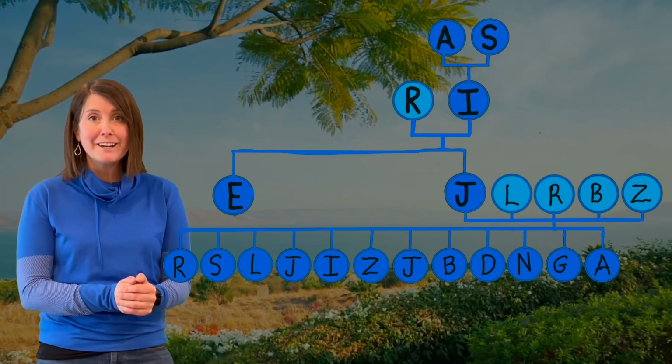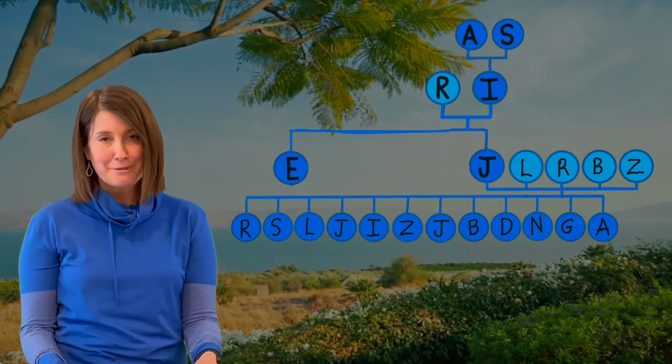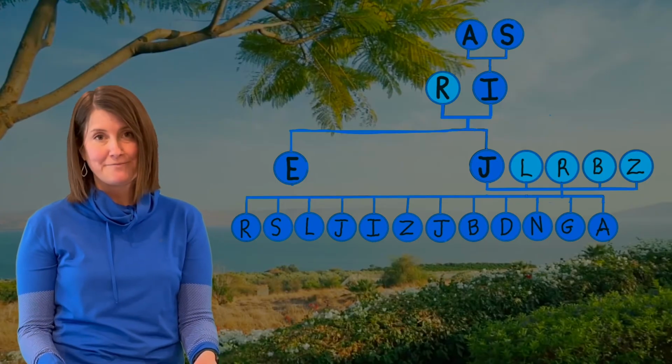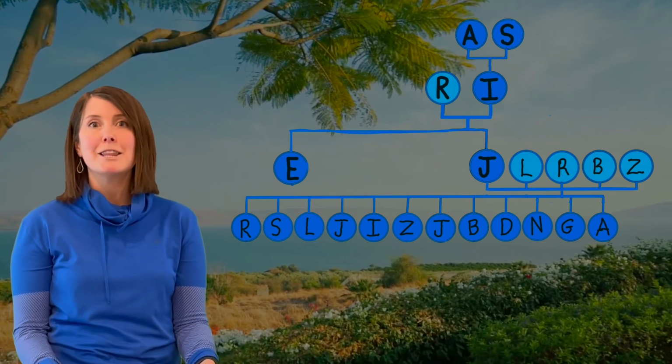named, ready for it? Reuben, Simeon, Levi, Judah, Issachar, Zebulun, Joseph, Benjamin, Dan, Naphtali, Gad, and Asher. Some of those are pretty crazy names, aren't they? Let's find it in the Bible. Let's find where this family tree is in the Bible.